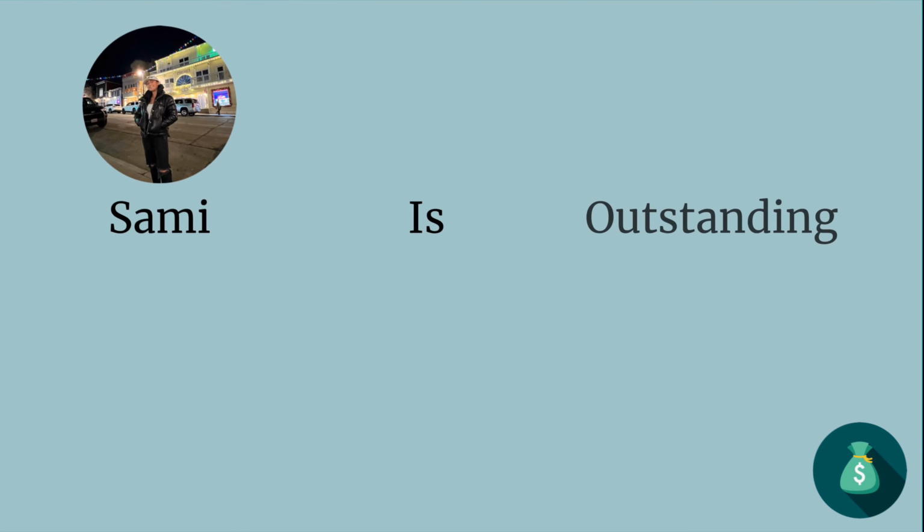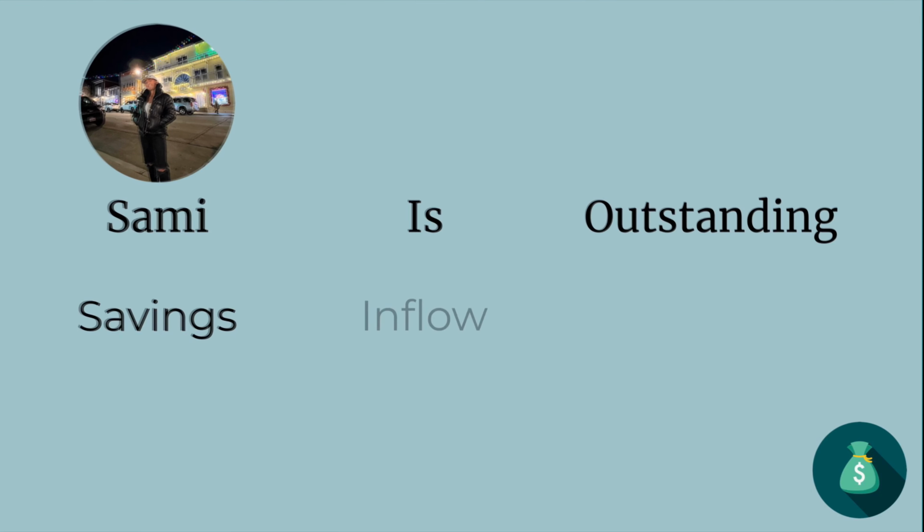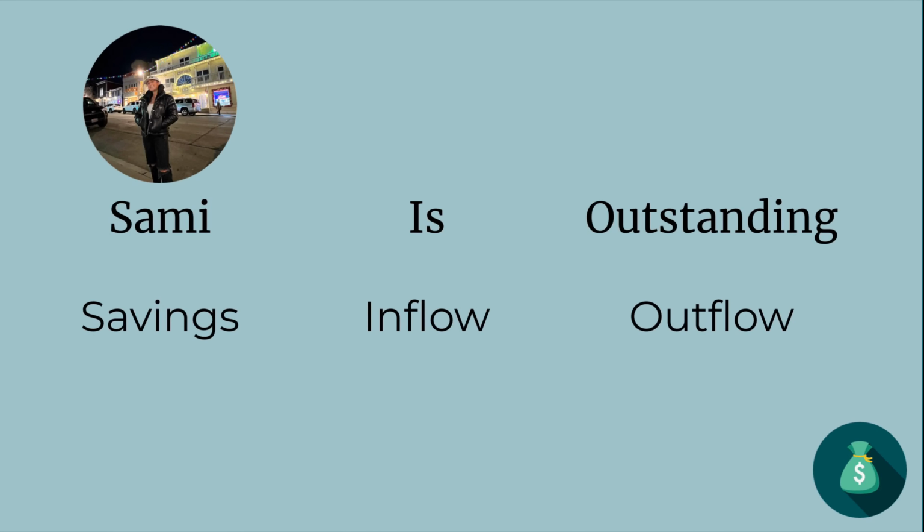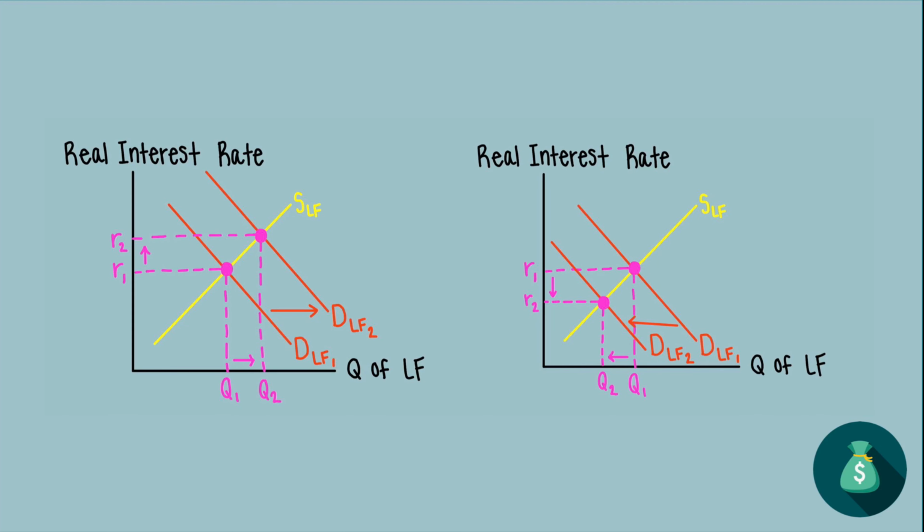SAMMY, hey look, that's me, is outstanding. Savings, inflows, outflows. So next, let's look at the shifters for demand. There are two things that can shift the demand curve.